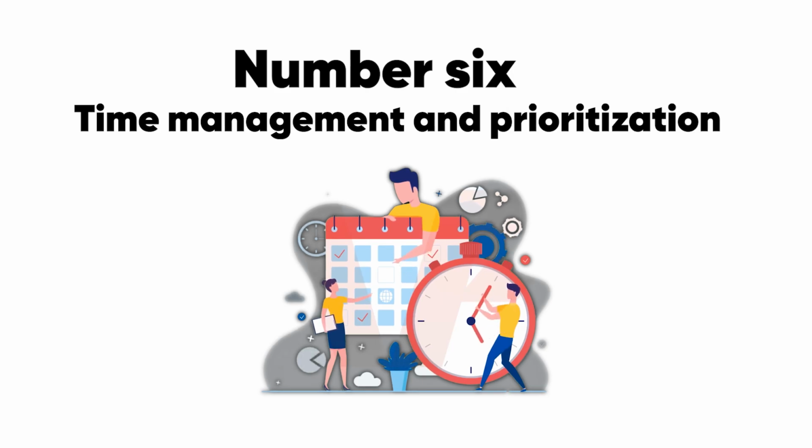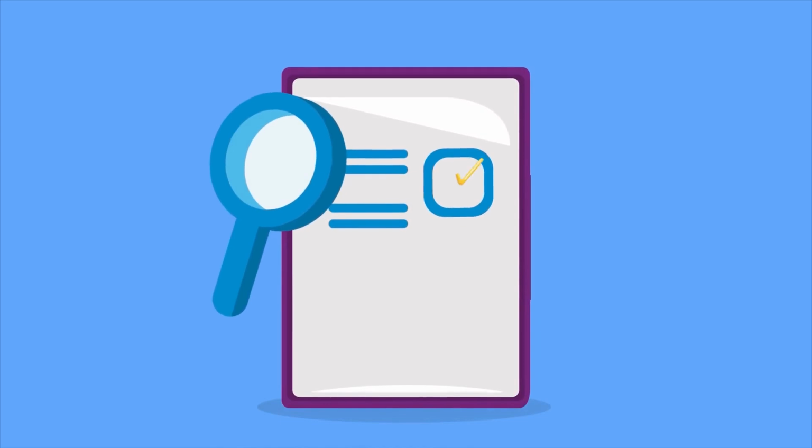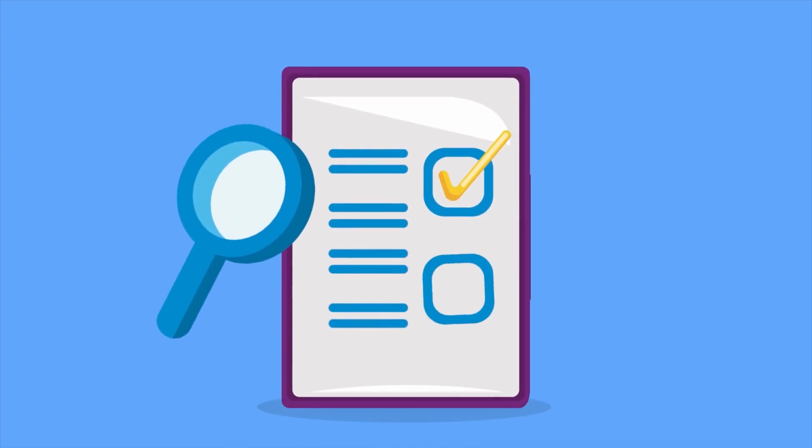Number 6 is time management and prioritization. You can't do everything. Make a to-do list and check it off as you progress through it. Make sure it's not too hard and not vague as well.